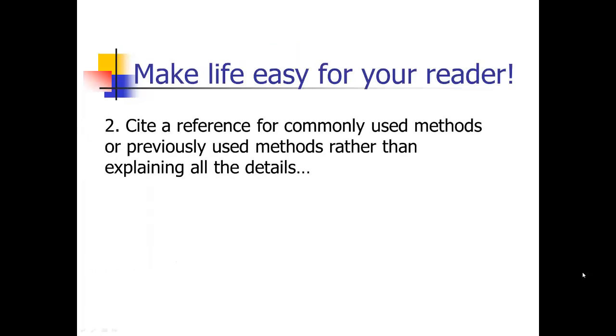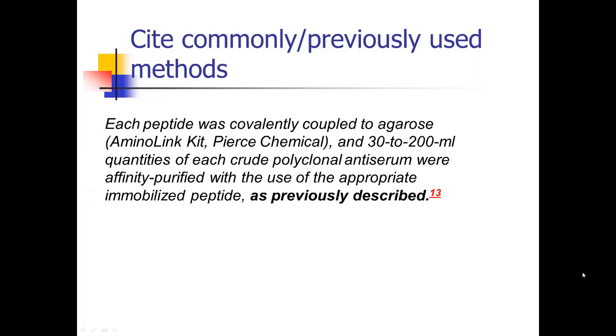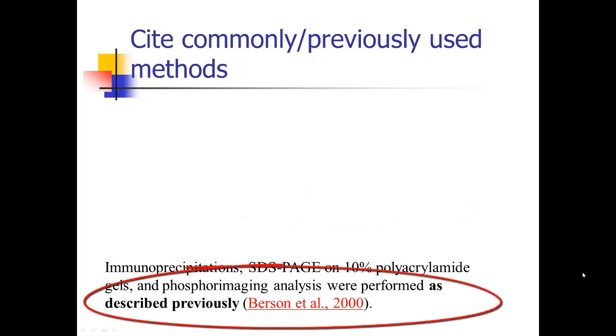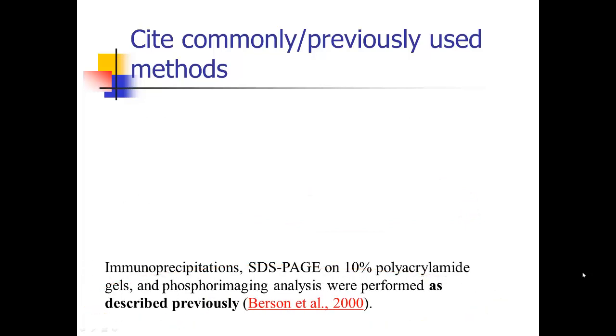Another way to make life easy for your readers is, for commonly used methods or things that you've already reported about, rather than going into all the details, you could refer the reader to those references, especially if it's not really critical and you don't need to walk the reader through it. So here's "as previously described," and they give a reference. Rather than going through details of things that a lot of people in your discipline are going to know, you can just refer them to a reference to save space.